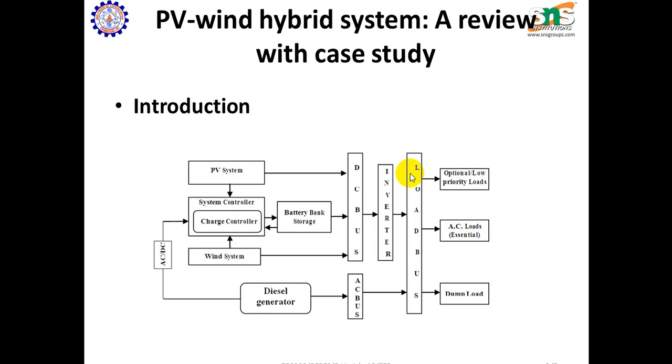The battery storage will be connected to a DC bus, where the DC bus is connected to an inverter, and the inverter is connected to the load bus. The load bus has optional loads or priority loads, AC loads, essential loads and dump load. And here the AC and DC converter and a diesel generator are also used, where the AC bus is given to the load bus. So this is the introduction of the wind PV system case study. With this preview, we will go to the next topic.